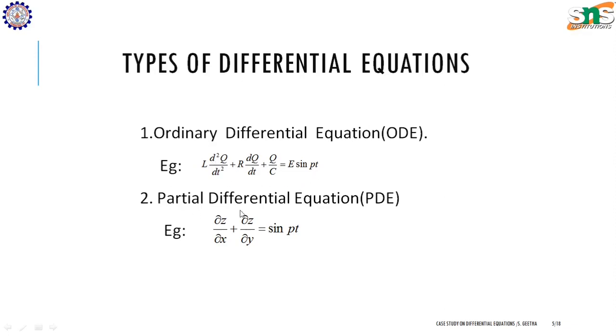Next, partial differential equation means derivatives with respect to two or more independent variables. Here ∂z/∂x + ∂z/∂y = sin pt. In this equation, z is with respect to x and y, so this comes under partial differential equation. In an ordinary differential equation, we denote the symbol d. In a partial differential equation, we denote the symbol ∂.